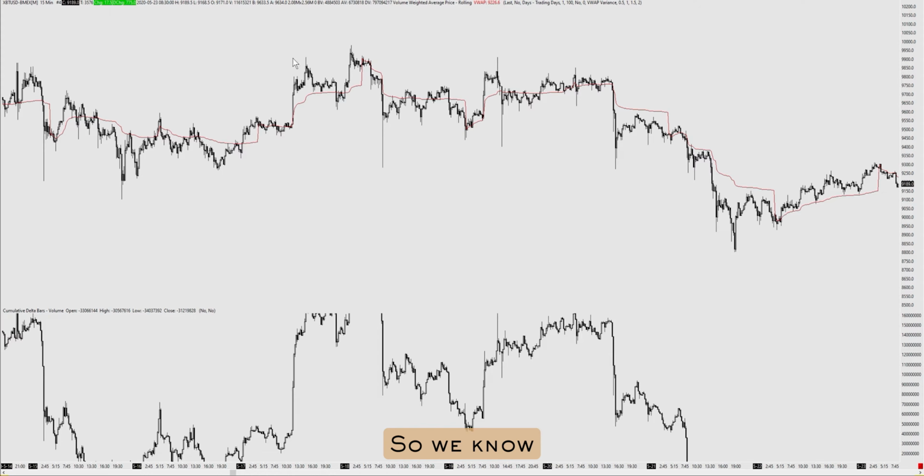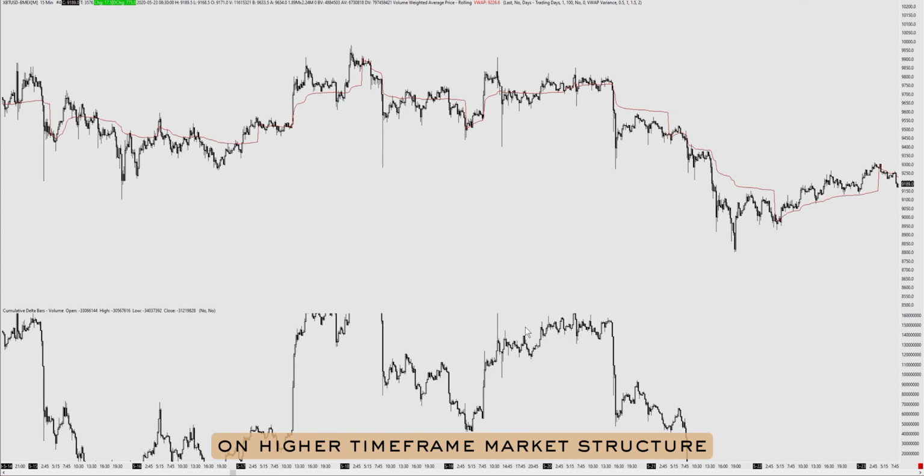So we know we're at a contextually important level, because we know that was the first turning point after a major leg up within market structure. We know that it was previously resistance on higher time frame market structure. And now we see that we have potential offside positioning. So this is not necessarily on its own.